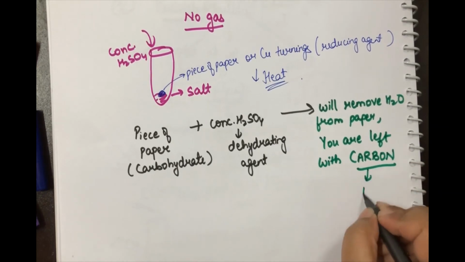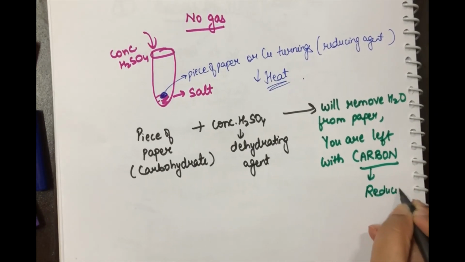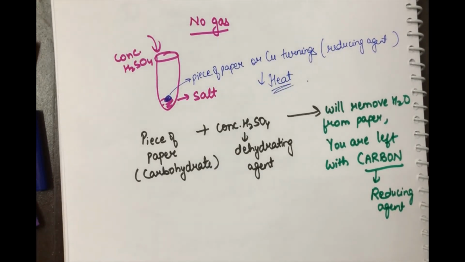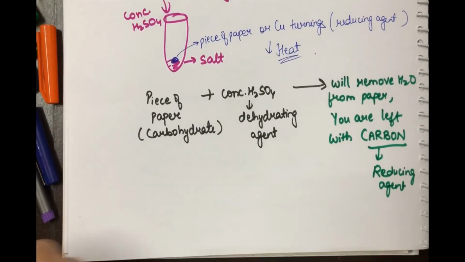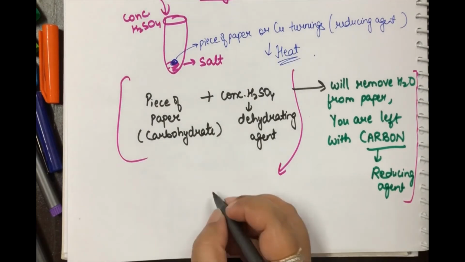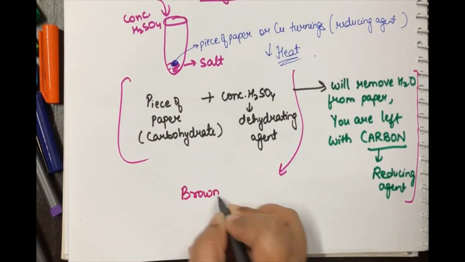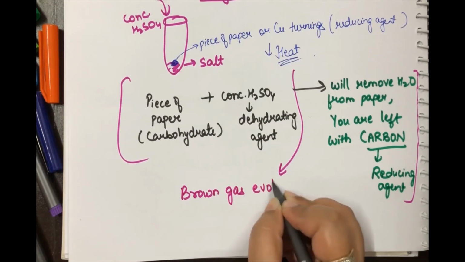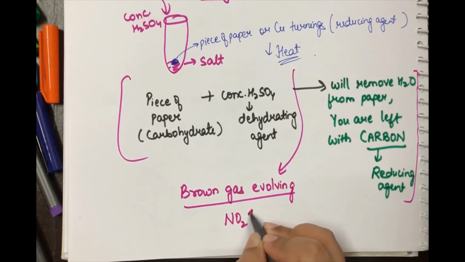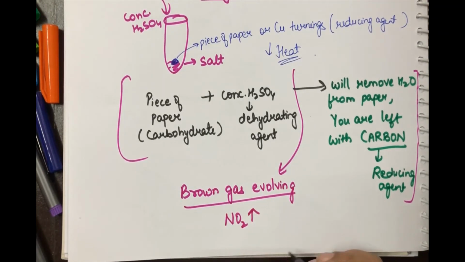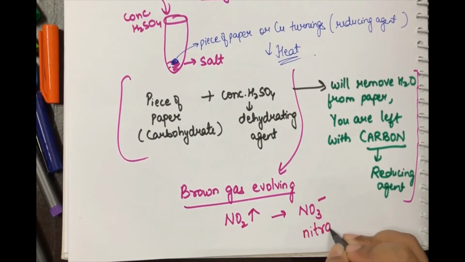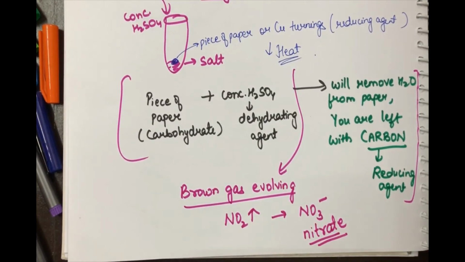And we know carbon is a good reducing agent. And that was the purpose of adding the paper here, right? So now if you heat it and you observe brown gas evolving from here, then you have to be sure that it is nitrogen dioxide gas being released, and your anion here is nitrate. This is a confirmation in itself.